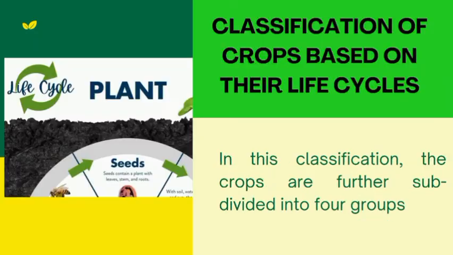So let's move to number 2, classification of crops based on their life cycle. You want to classify crops based on how long they can stay. By the time you plant them, how long will they take to bring out the seed, to mature, for you to harvest them, and they die after harvesting. That is called the life cycle.